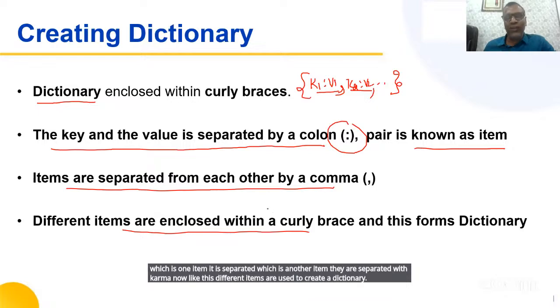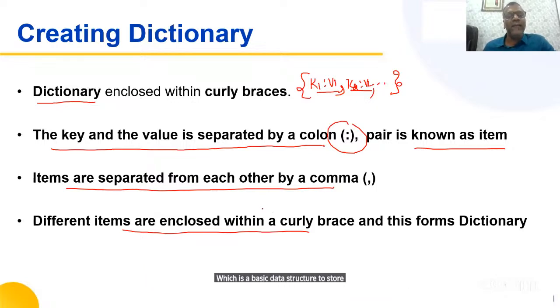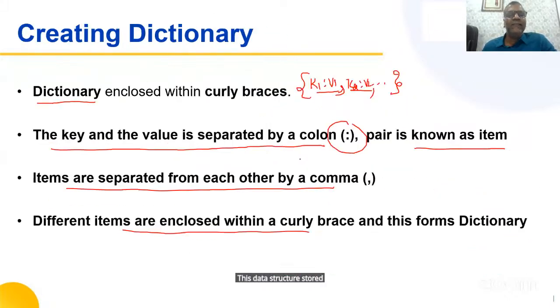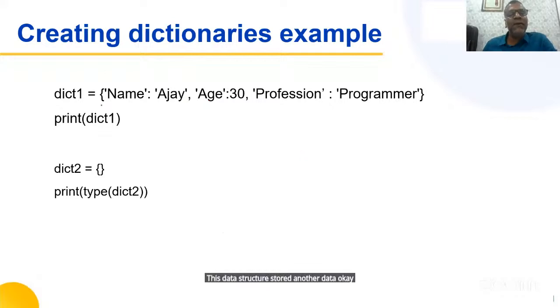This is the basic data structure to store unordered data. Okay. Now, this is an example for dictionary.